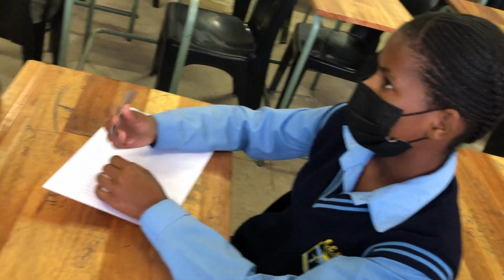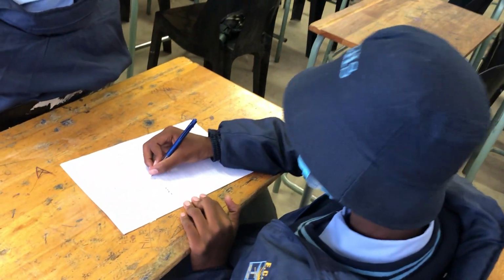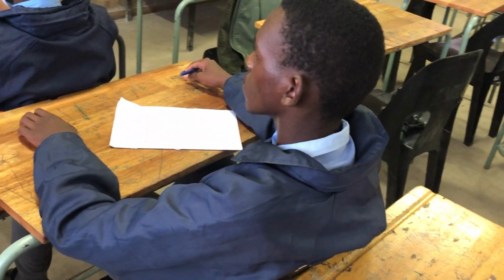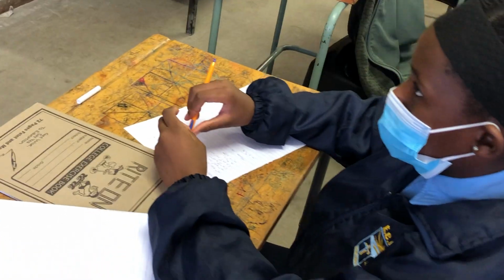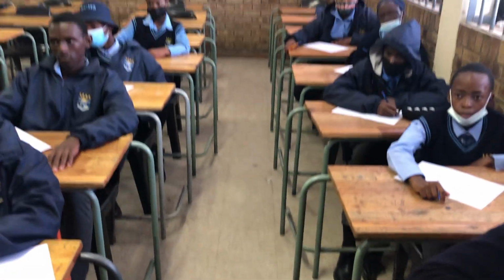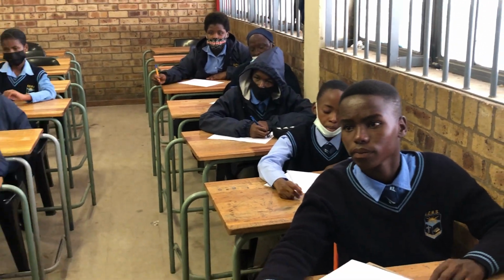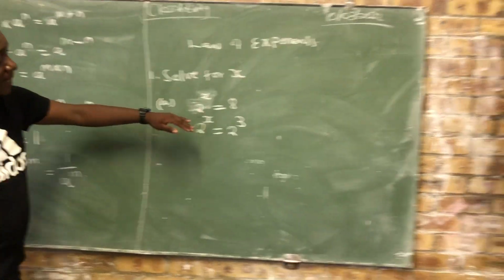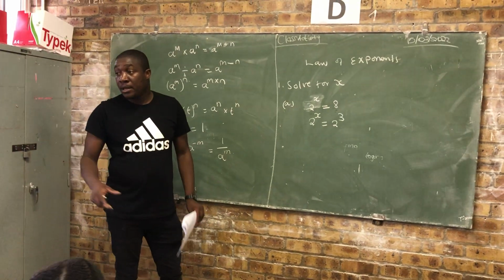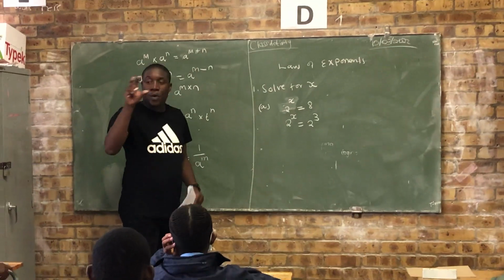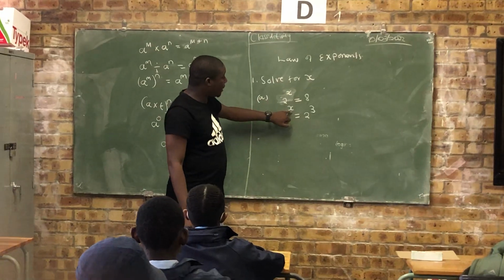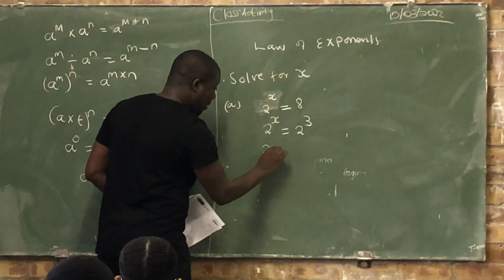When we solve this kind of situation, what we need to do is to make the bases the same so that we can equate the exponents. If we have 2 to the power x, that means the base is 2. What power of 2 gives us 8? 2 to the power 3. So we're going to say 2 to the power x equals 2 to the power 3. Now we have converted 8 into exponential form. So now the bases are the same. If the bases are the same, we equate the exponents. Our exponents are x and 3. Therefore x equals 3.